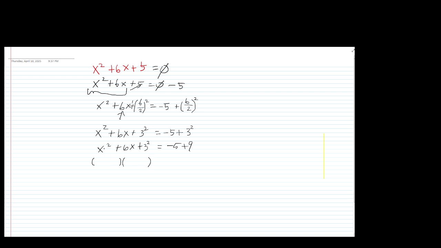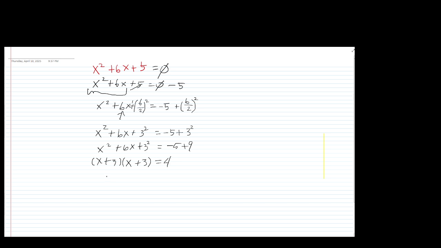So what gives you x squared? X times x. What gives you 3 squared? 3 times 3. What gives you a positive 6 in the middle? So just put positives. Okay, we're done with this side. Let's go ahead and do the next side. Minus 5 plus 9 is 4.